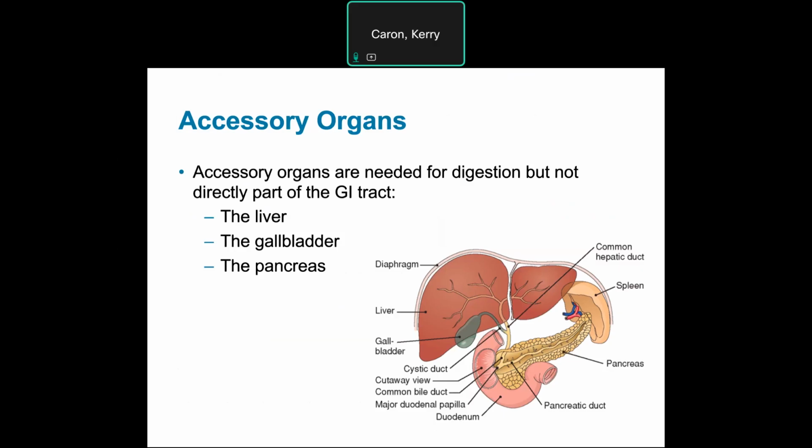Okay, so we've now made it to the pyloric sphincter and the duodenum of the small intestine. We're going to pause right there and talk about the accessory organs that are not part of the tract, but are absolutely necessary for our digestion. They're not part of that initial tubing. We have the liver, the gallbladder, and the pancreas.